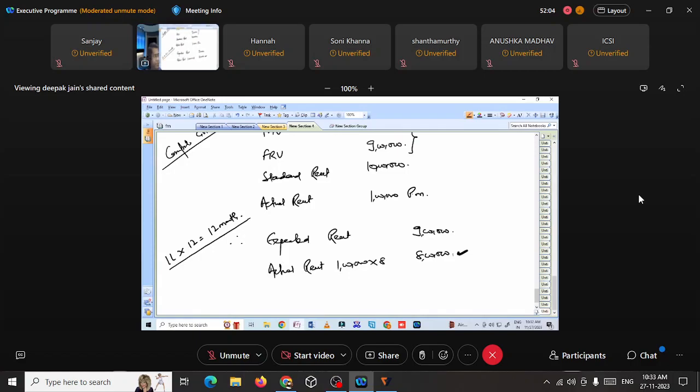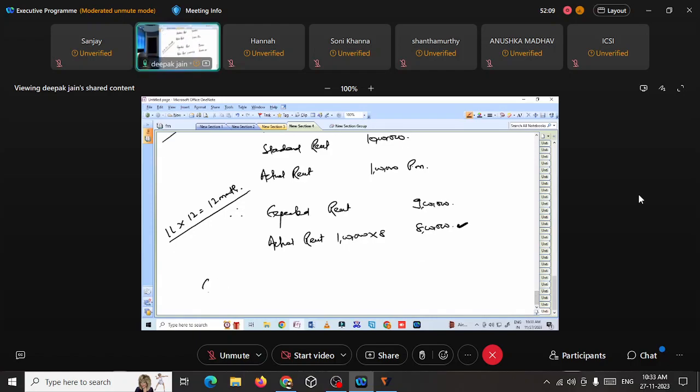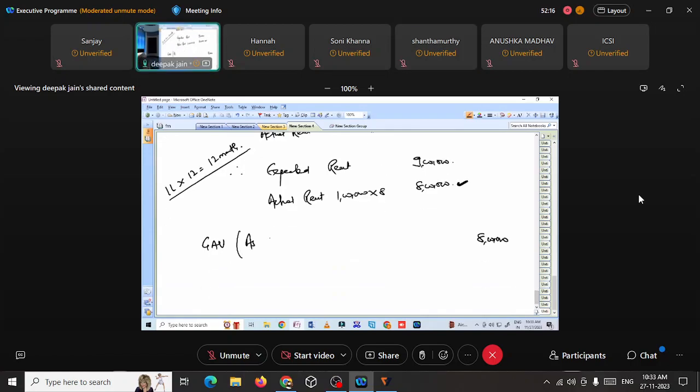Yes, sir. So what is my GAV? 8 lakhs. Why 8 lakh? As actual rent is less than expected rent, and the reason of reduction is vacancy.